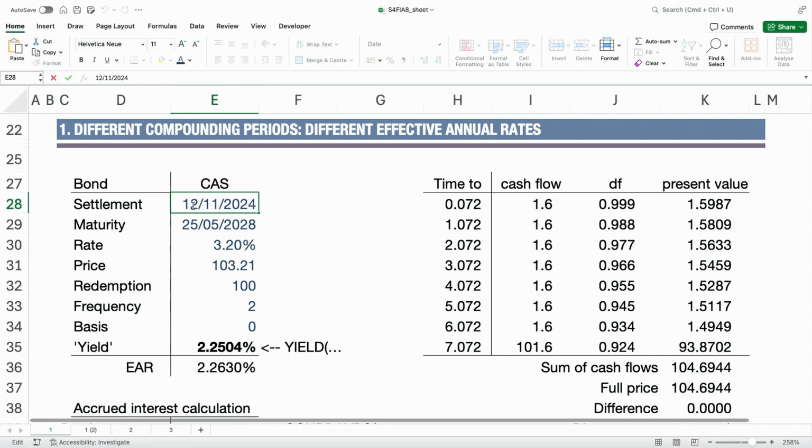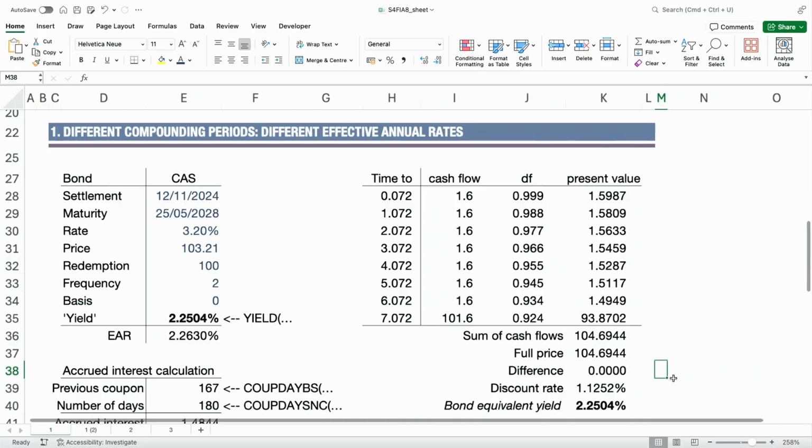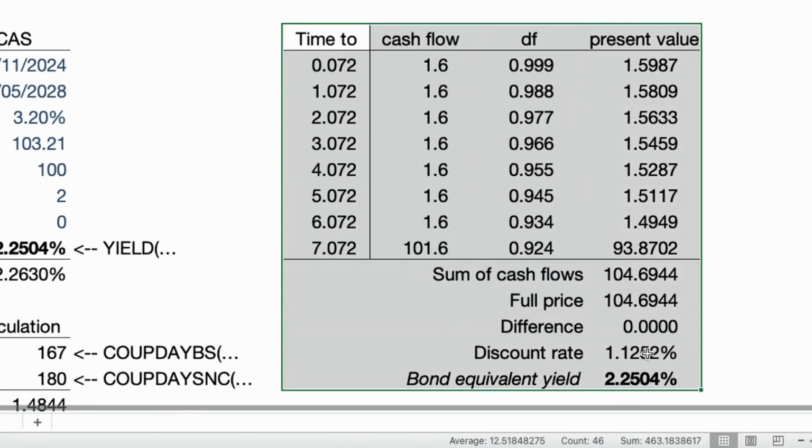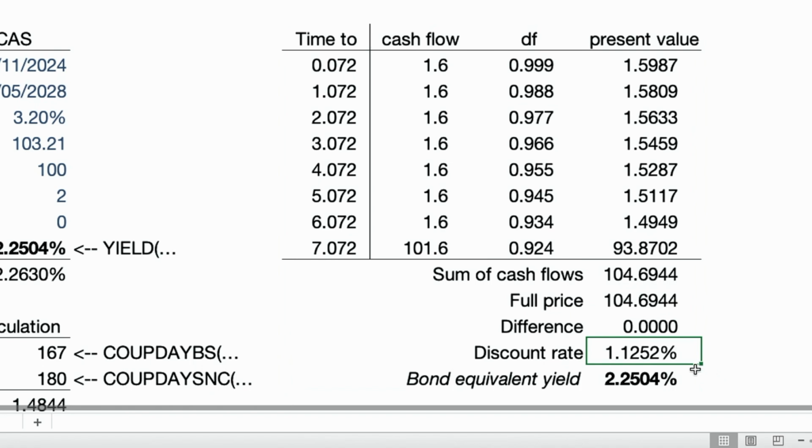Remember that I'm using the convention of day, month, year to express dates, as you see them on my Excel sheet. For this quote of 103.21, we get a yield to maturity of 2.2504. Again, what is this? It's the discount rate that makes the sum of the future cash flows in present value equal the full price. You can notice that here on the right side of the sheet, I've recreated the hand calculation we did before by using Excel's Goal Seek function.